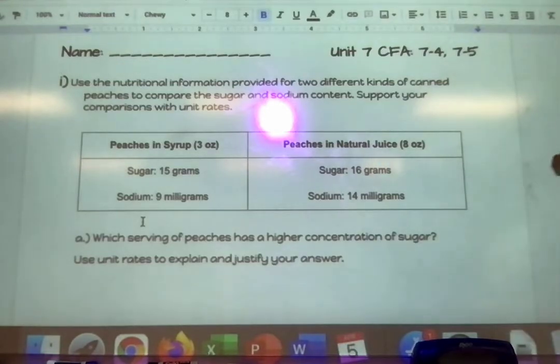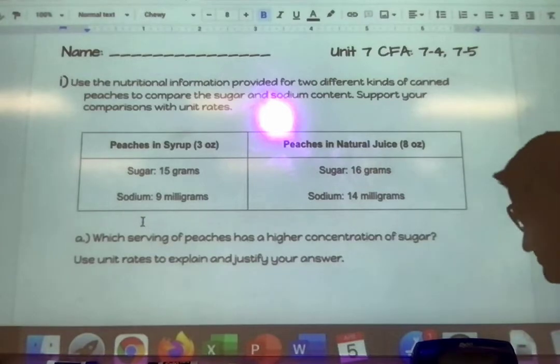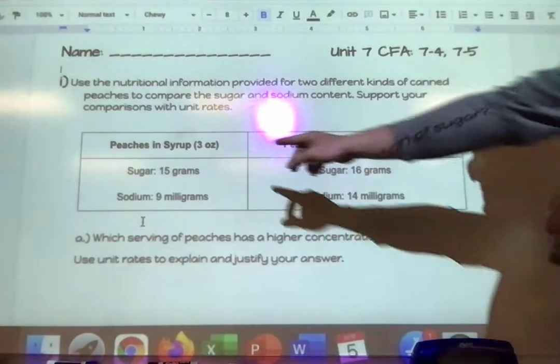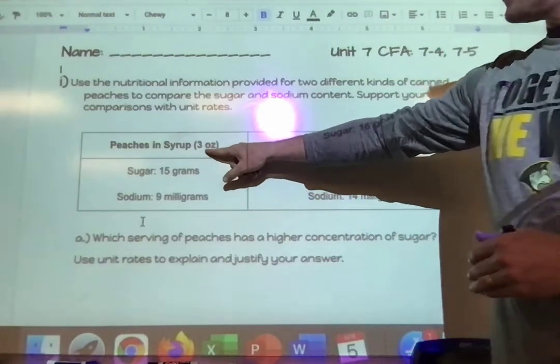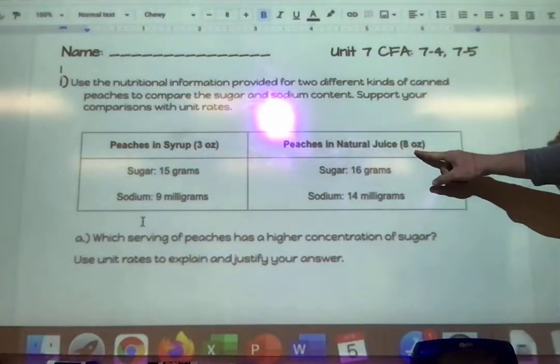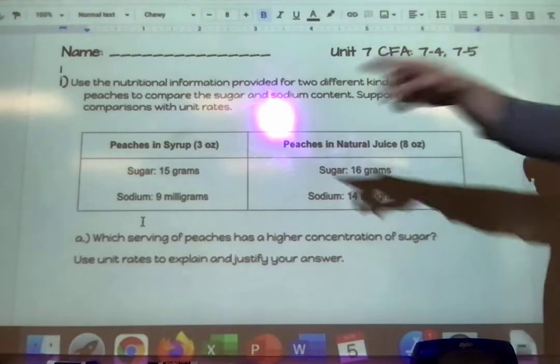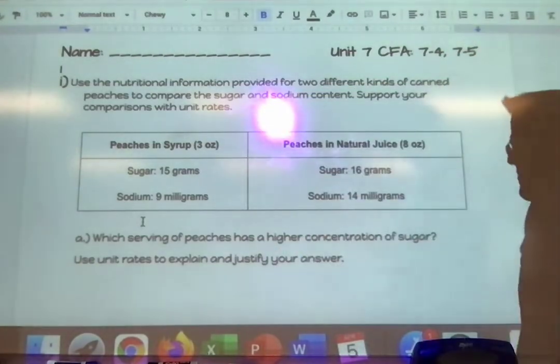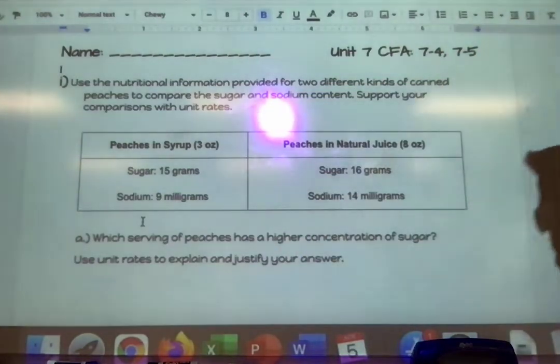Okay, and the first question here, we're going to be using this nutritional information for these peaches to compare the sugar and sodium content. And we have to support our comparisons with unit rates. So in this case, it's peaches and syrup, we've got 3 ounces, and peaches and natural juice, we've got 8 ounces. So the unit rate, remember, is to get it down to 1 ounce. How much sugar is in 1 ounce for each of those? And then we can tell which one has more sugar content.